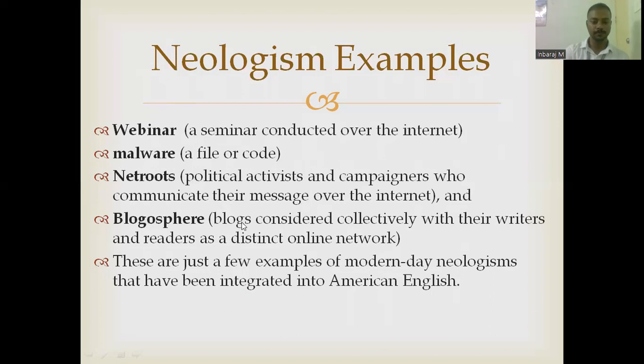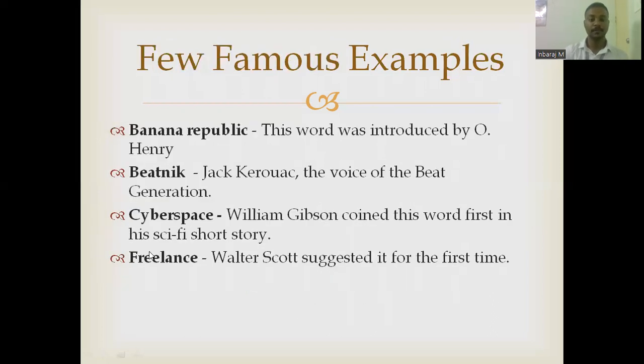And blogosphere. We all know what a blog is, right? Blogs considered collectively with their writers and readers as a distinctive online network, where writers put in content and readers go and read it. That is what is called blogosphere. A few famous examples of neologism are Banana Republic, a word introduced by O. Henry, and Beatnik. We call that the Beatnik generation, right? That was a new word at that time.